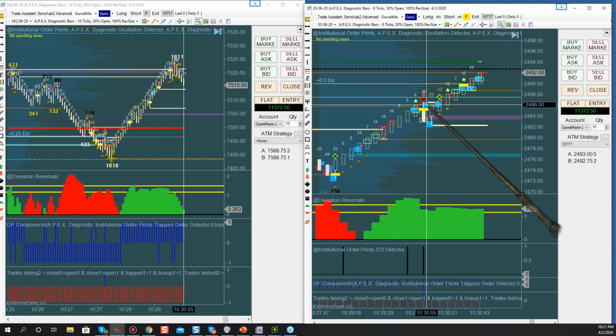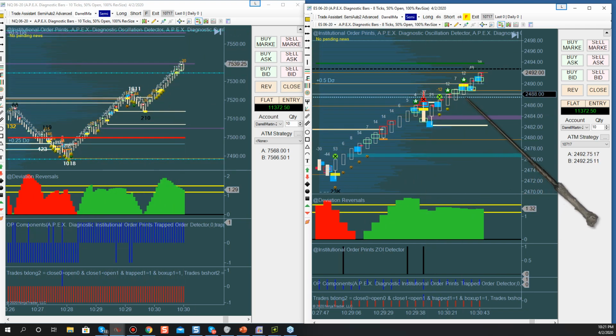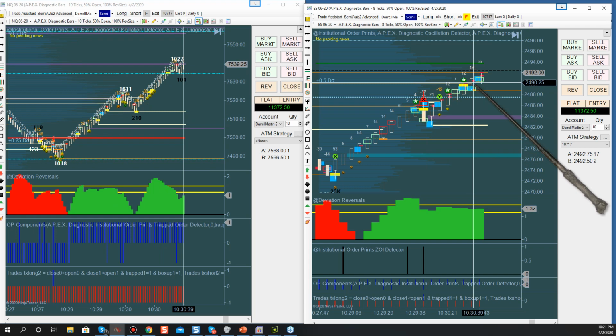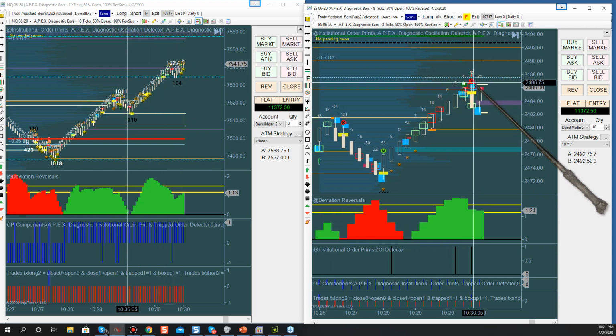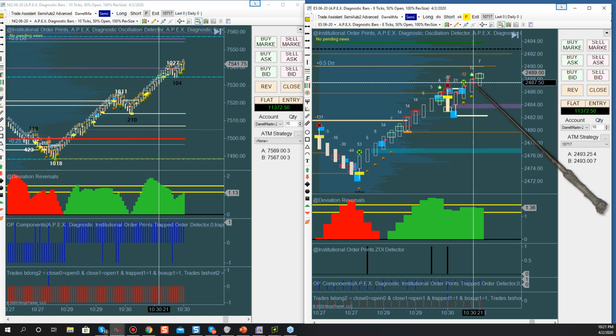We got any reason to take that short? See, we're at the NQ wall. And you see how strong the NQ walls are? Now we're at the NQ wall.